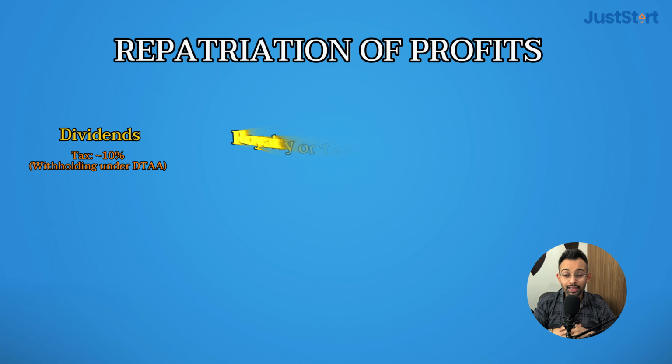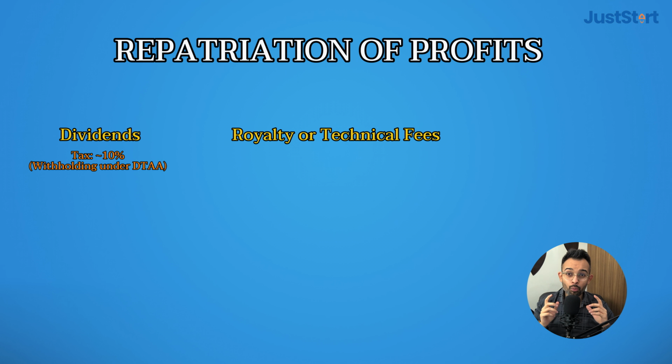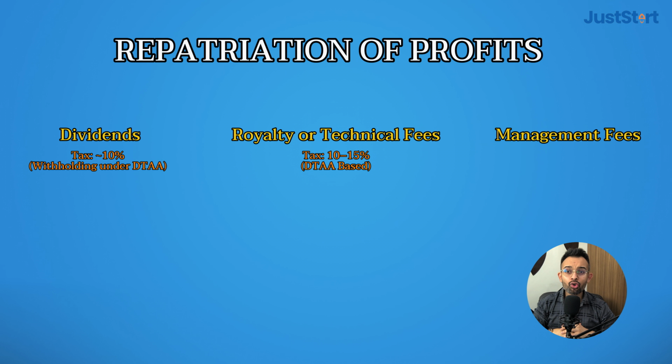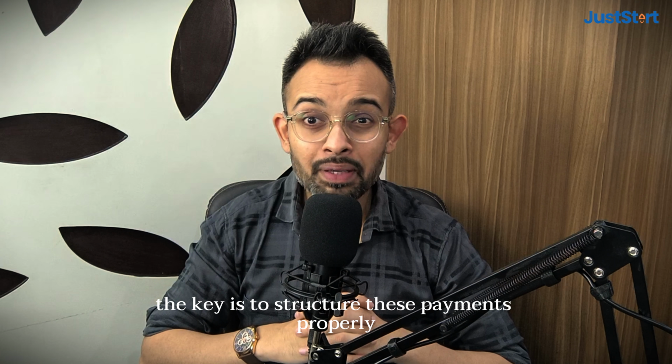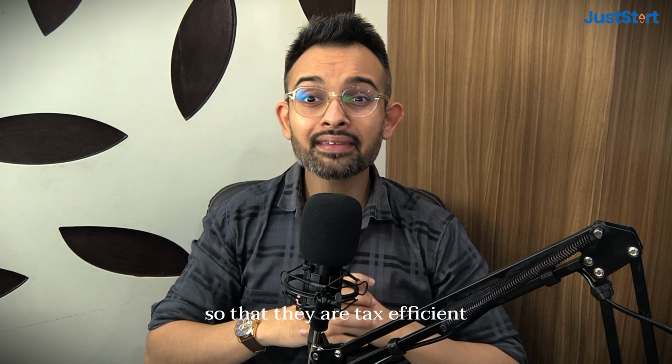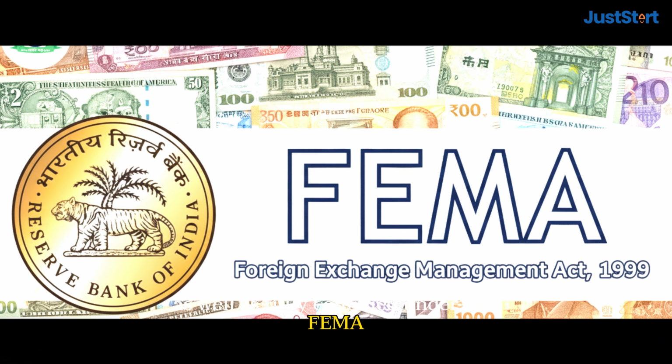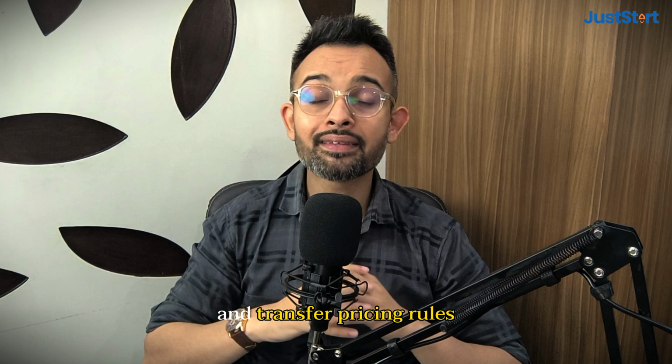The second is the royalty or technical fees. You can charge your Indian subsidiary for intellectual property or your technical know-how, taxed at around 10 to 15% withholding under the specified DTAA. And the third one is management fees. For cross-border management or consultancy services, withholding tax is around 10%, again depending on DTAA benefits. The key is to structure these payments properly so that they are tax efficient as well as fully complied under the FEMA and transfer pricing rules.